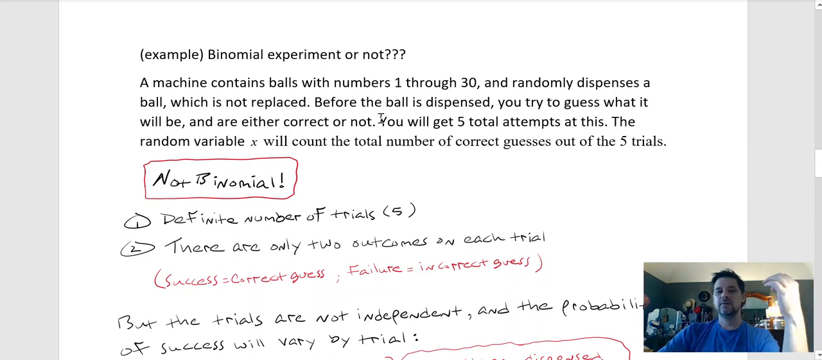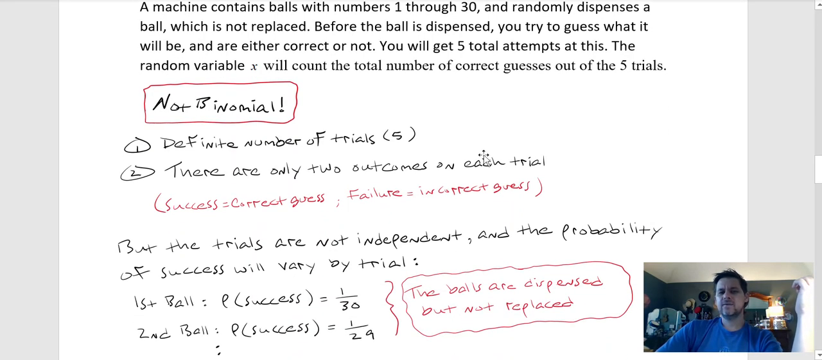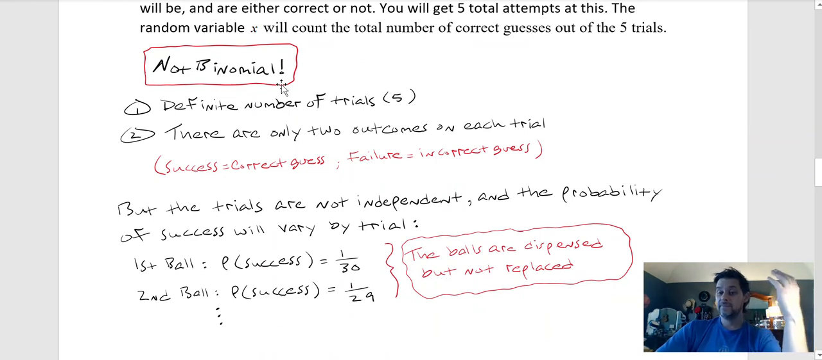Before each ball is dispensed, you try to guess what it will be. Maybe this is a kind of gambling game, like the lottery. Of course, if you try to guess, you're either right or you're not. You'll get 5 total attempts at this. The random variable x will count the number of total correct guesses out of the 5 trials. Now, this one turns out not to be binomial.